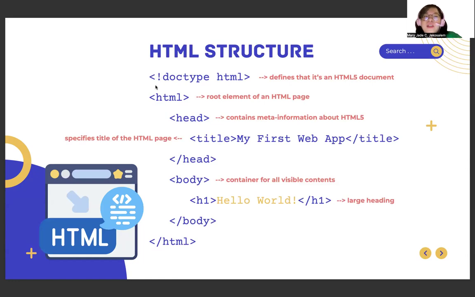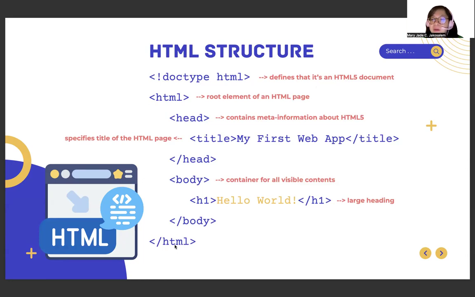First we have here the doctype HTML. This line of code defines that it's an HTML5 document. Then the root element of an HTML page, html. For our tags, we always have an opening and a closing tag. So again, this is our opening tag. This is our closing tag. We should always remember to close them so that there will be no errors in our code.